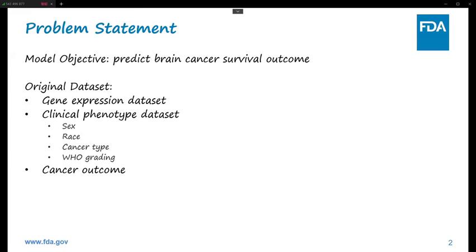We were given a clinical phenotype dataset of 4 different categories. The first phenotype is sex, the second one is race, the third one is cancer type, which includes four cancer types, and the last one is a WHO grading of cancer stages, which consists of 3 levels of cancer grading. And the last part of the dataset is cancer outcome, which is 1 that represents death outcome and 0 which represents survival.